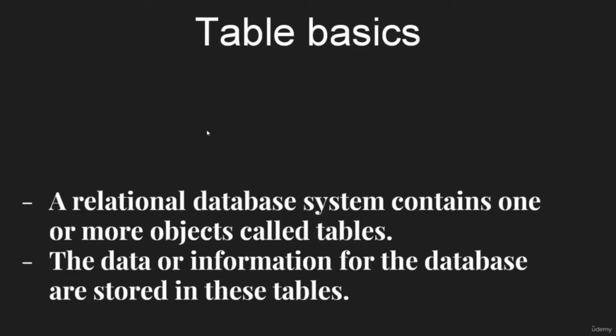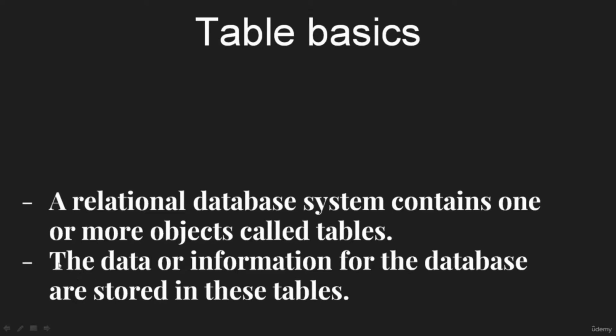Hey guys, so welcome to our new lecture, and in this lecture we're going to learn about what is a table. So a relational database system contains one or more objects which are called tables. Generally speaking, for example, suppose we have an employee. That employee has different parameters like salary, then employee ID, then his department. So we can store that data in a table, right? So that's what a table is.